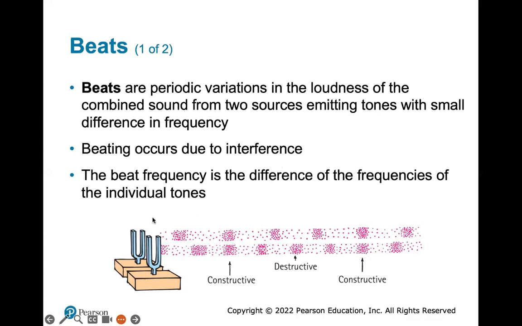So we have one tuning fork. You can see that it's got a lower frequency. There's 1, 2, 3, 4, 5, 6 crests in this time period, and this one has 1, 2, 3, 4, 5, 6, 7, 8 crests in this one, and so you would hear the difference. Here you have constructive interference, and here you have destructive.